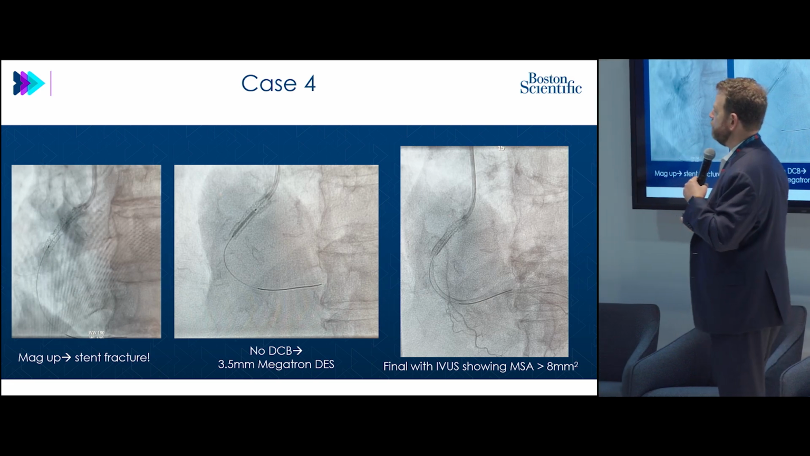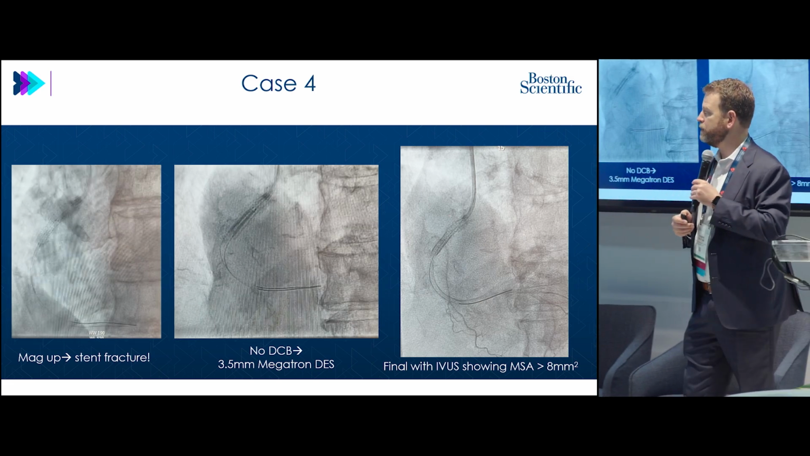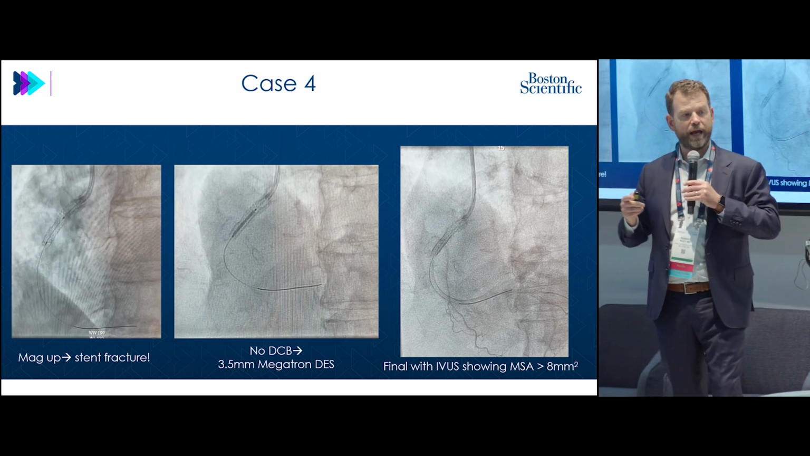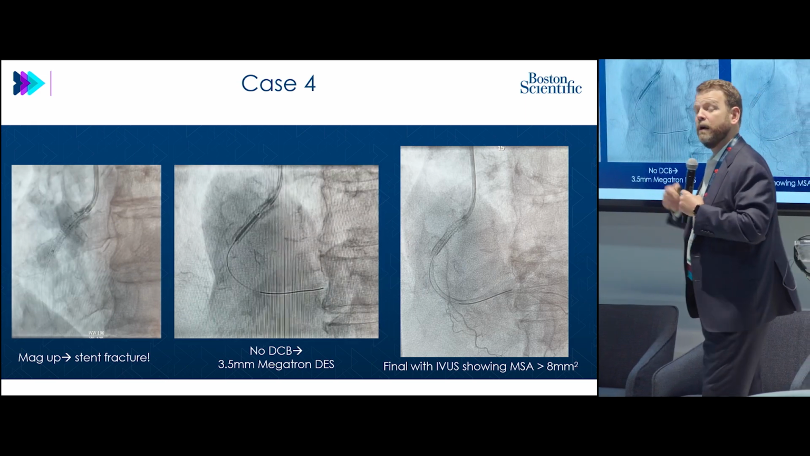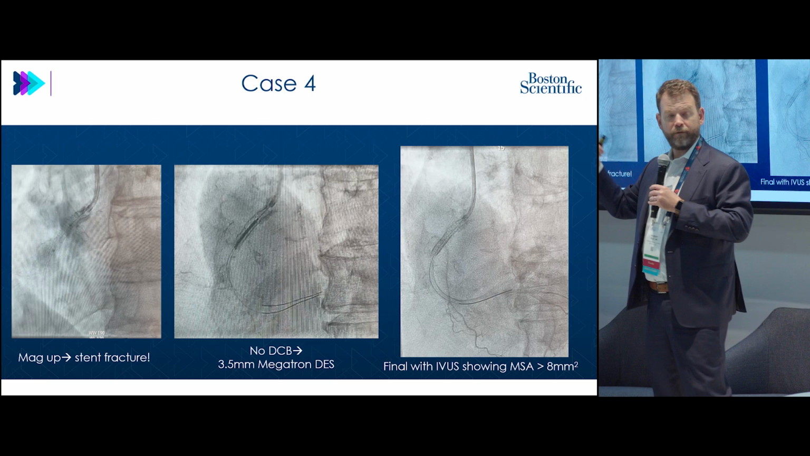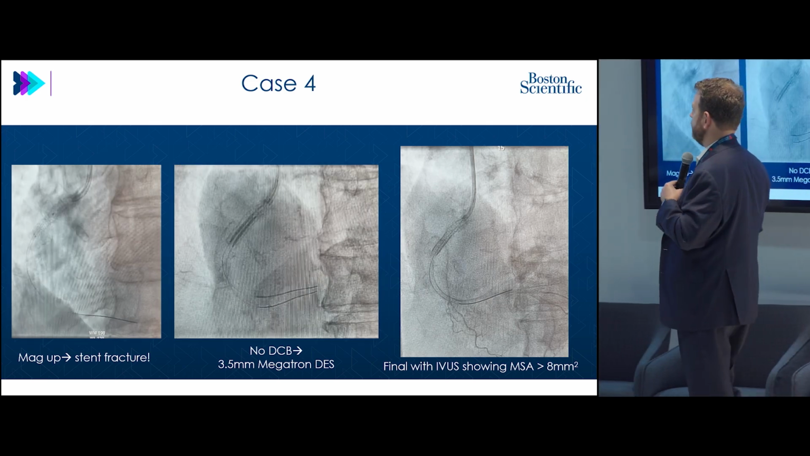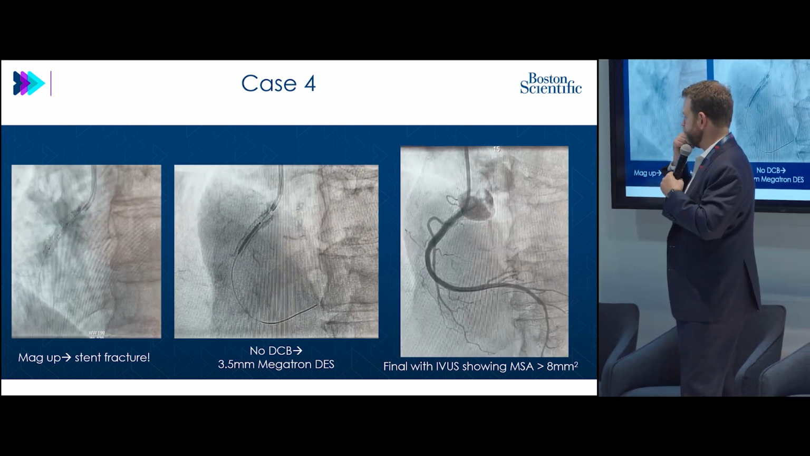So this is where we utilize the properties of a Megatron. It's a stiffer stent, stiffer at the edges, with better radial strength. We deploy a Megatron in that area to try and prevent a recurrence of that issue with the architecture of the stent there, and we get an excellent result. And that's the end of the slides.